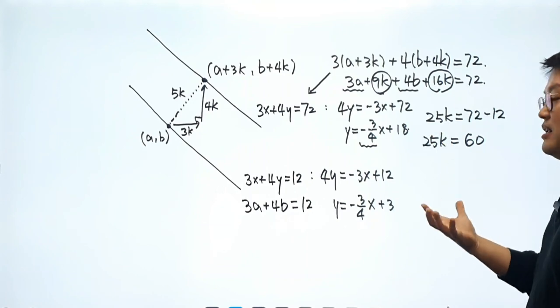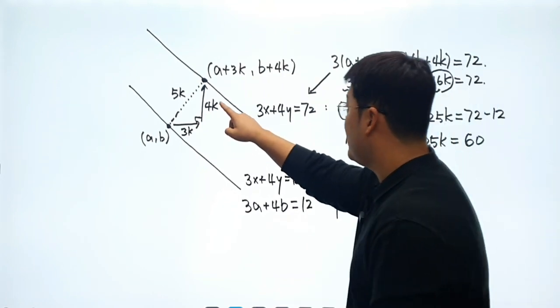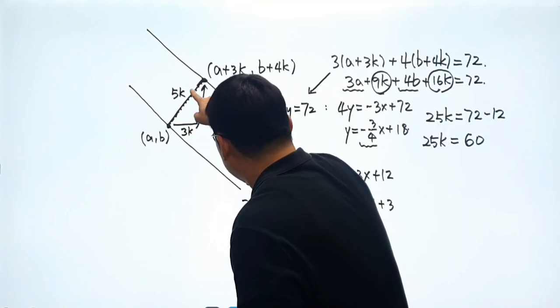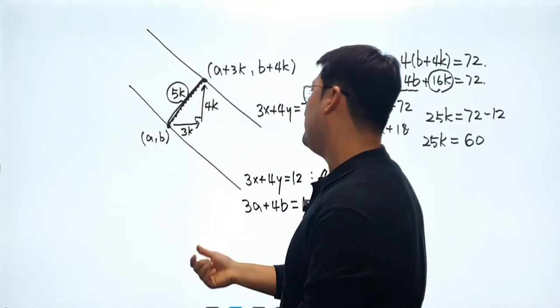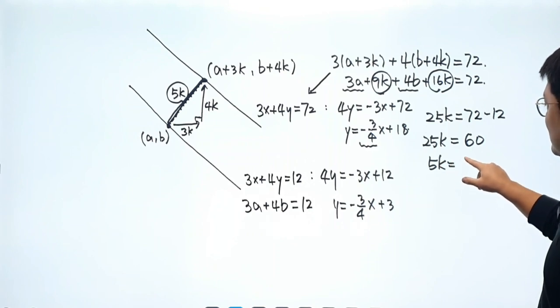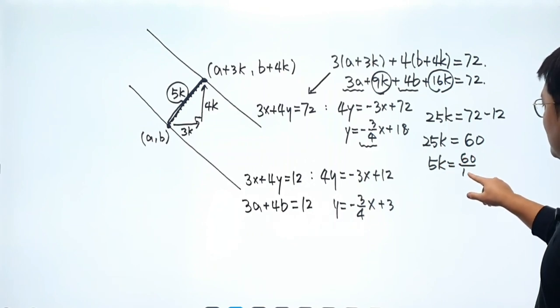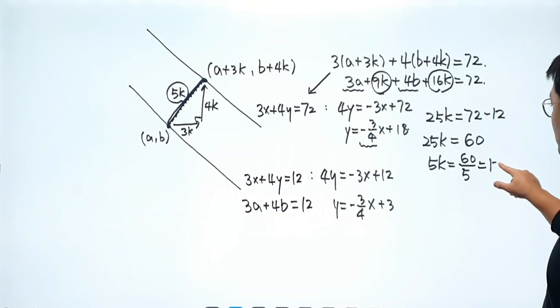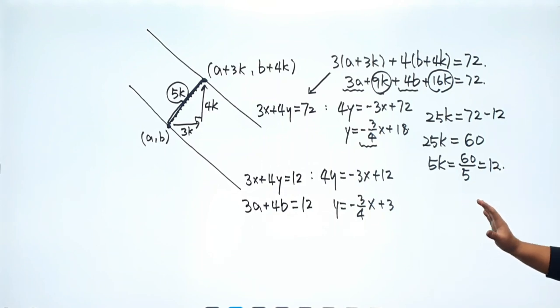All right, so do I really need to get k? I don't know. What do we want? We want 5k. We want the value of 5k. So that means 5k should be 60 over 5, and the answer is going to be 12. That shall be it.